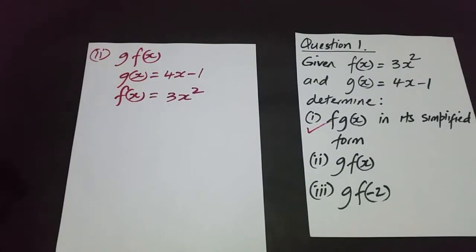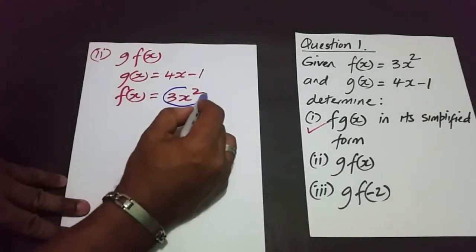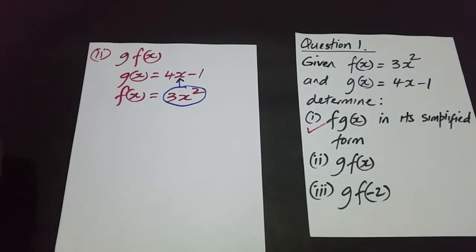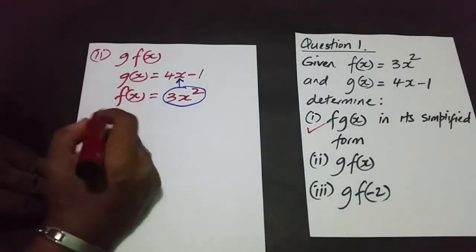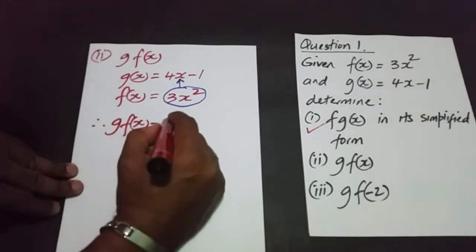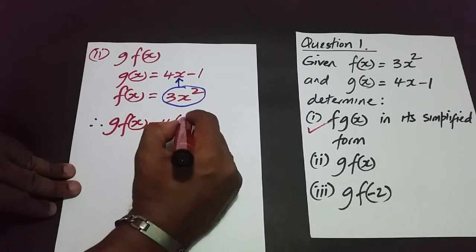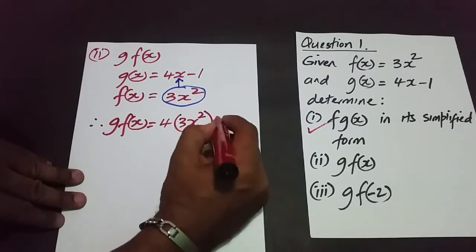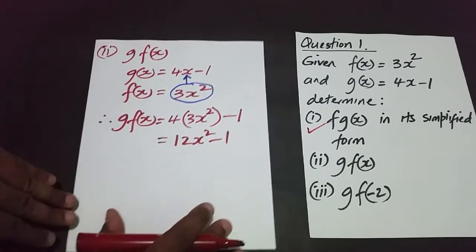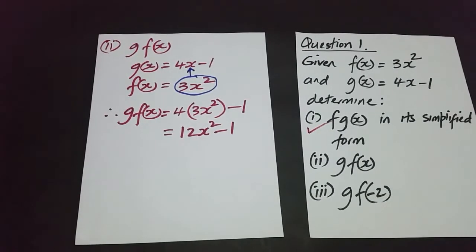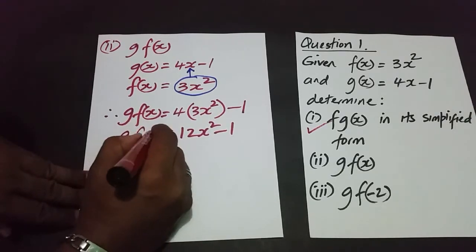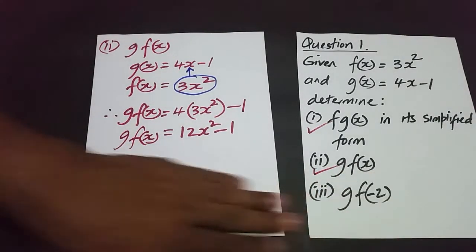So what is going to happen is that the baby kangaroo is going to jump into the pouch, and that is wherever x is in the mother kangaroo, or the mother function. So therefore, g of f of x is equal to 4, and wherever x is, we're going to replace that with 3x squared, and then minus 1. So we're going to have 12x squared minus 1. And that is what the function g of f of x would be equal to. That is g of f of x. All right, so I've answered this part of the question.